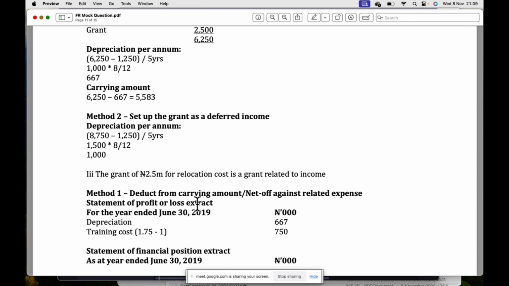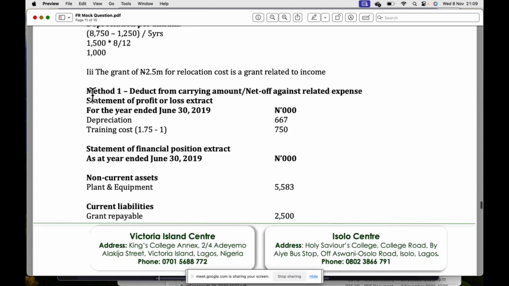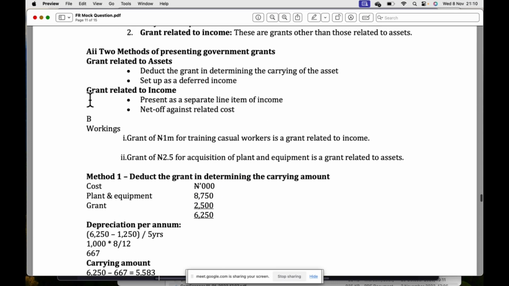Okay. All right. So now let's prepare our statement. So I will do method one. And method one is first, for the grant related to assets, I will say deduct from carrying amount. Then for grant related to income, still method one, net off against related expense. So I will use this for grant related to assets, this for grant related to income. That's the method one.